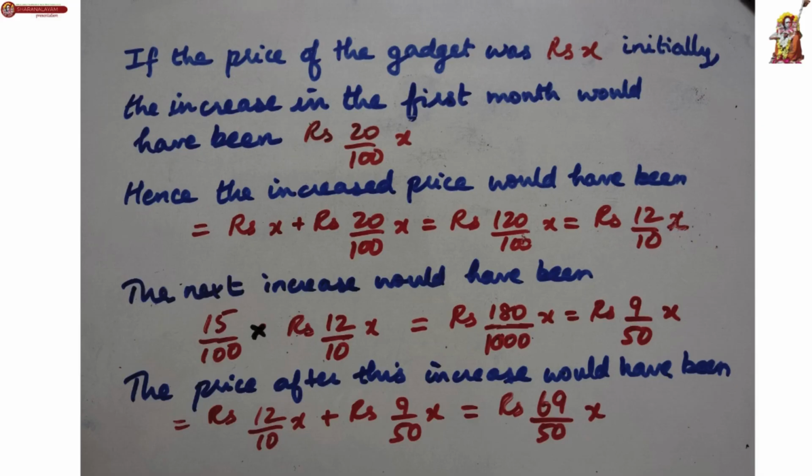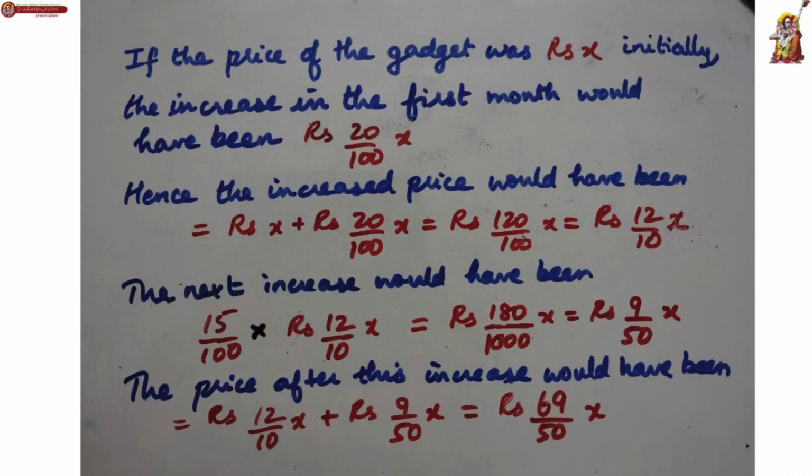So, rupees 12 upon 10x. Now, the next increase would have been 15% of that. So, 15%, 15 upon 100 of what? Rupees 12 upon 10x, right? 12x upon 10. That is equal to, if you work it out, rupees 9 upon 50x or 9x upon 50. The price after this increase would have been what?